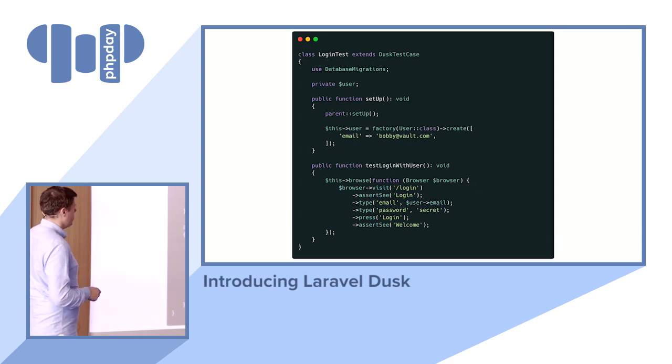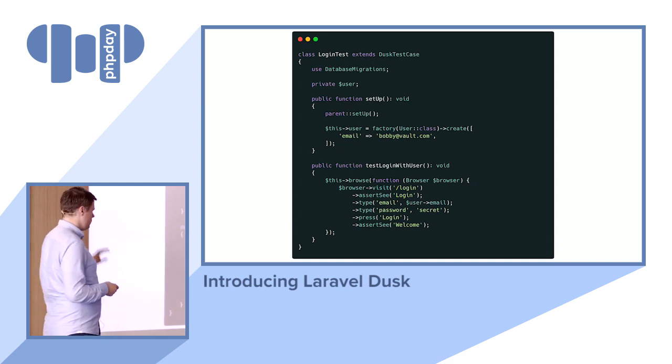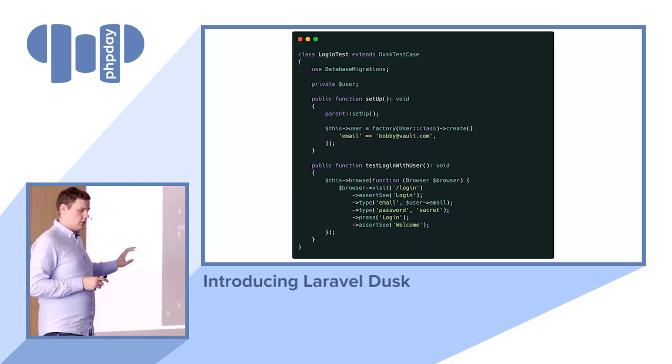So this is just the basic factory. It's creating a user in a database. And then for our login function, we say visit the login page, assert see that there is a string login, type something again, press the login button, and we can see that we're on the welcome page that we have logged in. So this is a basic Laravel test for logging in.